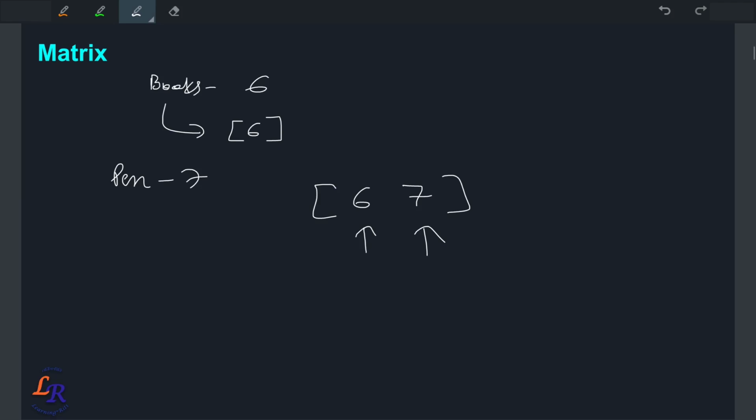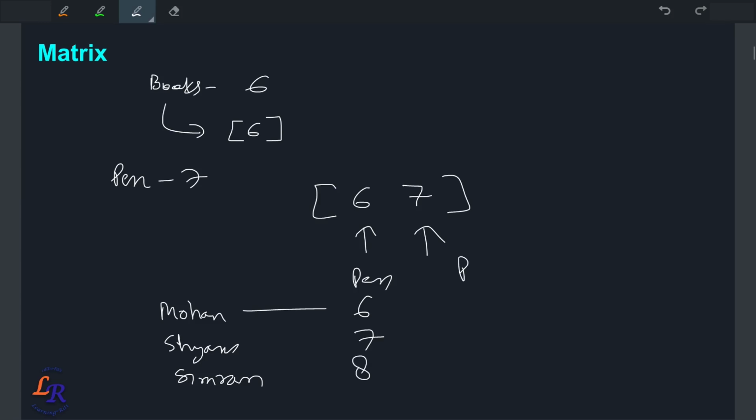So let's extend it in a much broader way. For example, let's say you have 3 friends, Mohan, Syam and Simran, right? Now let's assume that they have pens. Let's say this one has 6 pens, this one has 7 pens, and this one has 8 pens, and they also have pencils, say 5 pencils, 8 pencils, 6 pencils, something like that, right? So the way we just followed above, to represent the information, the items you have.